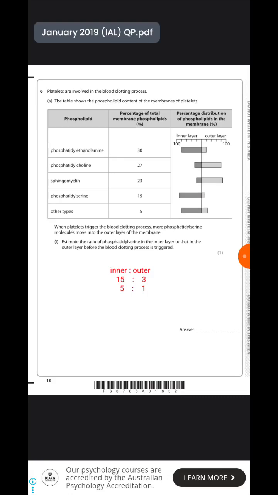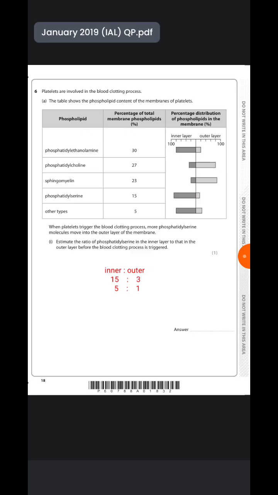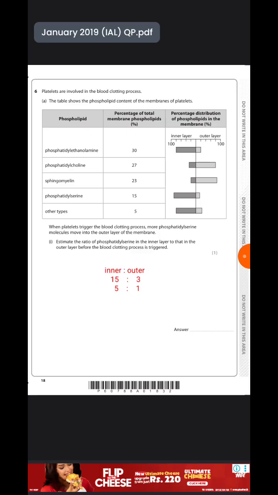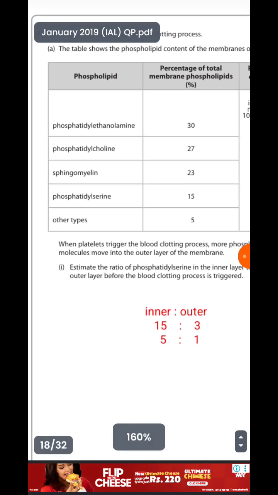Platelets are involved in the blood clotting process. Part A. The table shows the phospholipid content of the membranes of platelets. So they have given some phospholipids and the percentage of total membrane phospholipids, and also how they are distributed in the phospholipid membrane. When platelets trigger the blood clotting process, more phosphatidylserine molecules move into the outer layer of the membrane. Roman numeral 1. Estimate the ratio of phosphatidylserine in the inner layer to that in the outer layer before the blood clotting process is triggered. So they are asking about this.